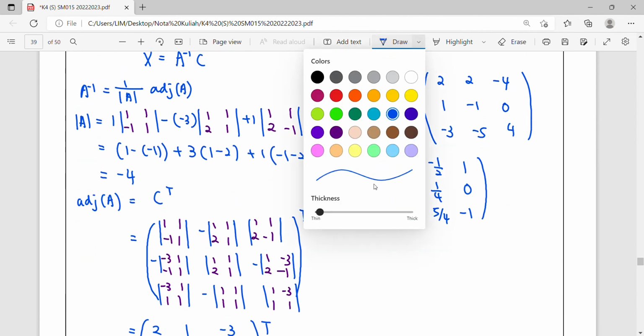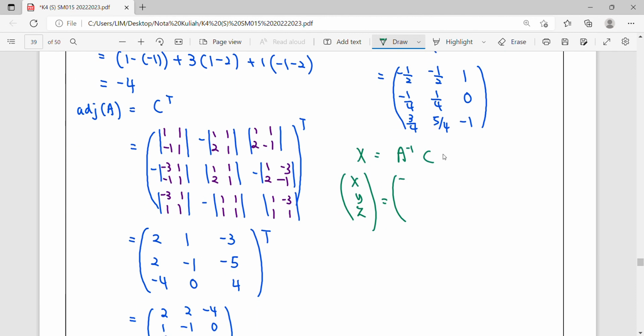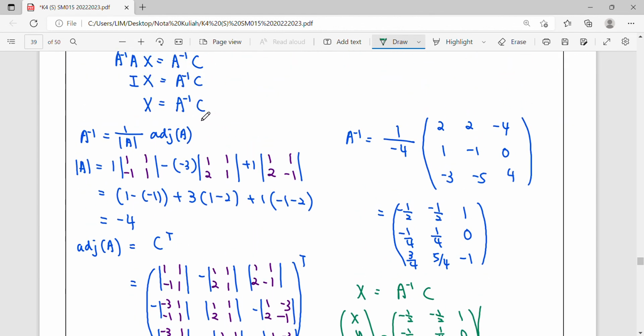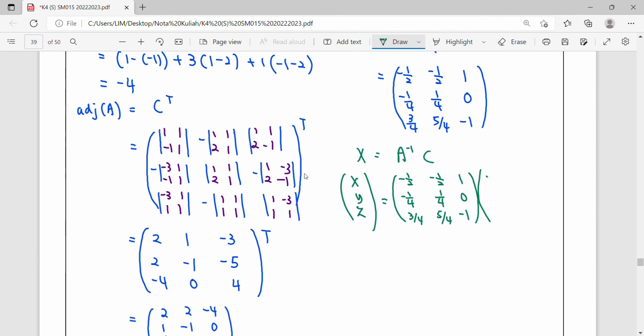So now we can solve our linear equation where X equals A inverse times C. X denotes our unknown matrix x, y, z. And then A inverse that we found here, and then matrix C here will be denoted by negative 12, 0, negative 8.